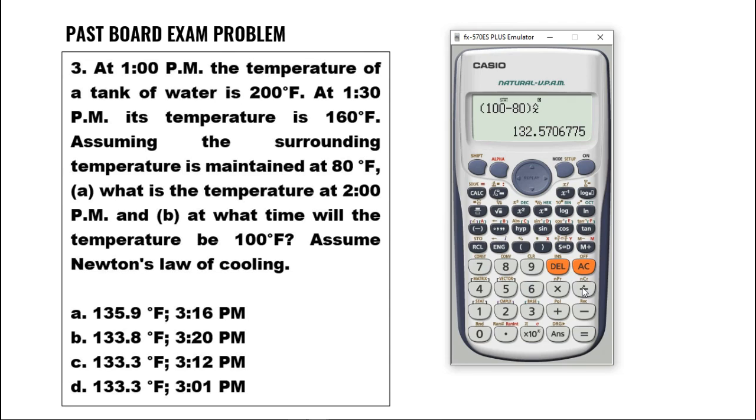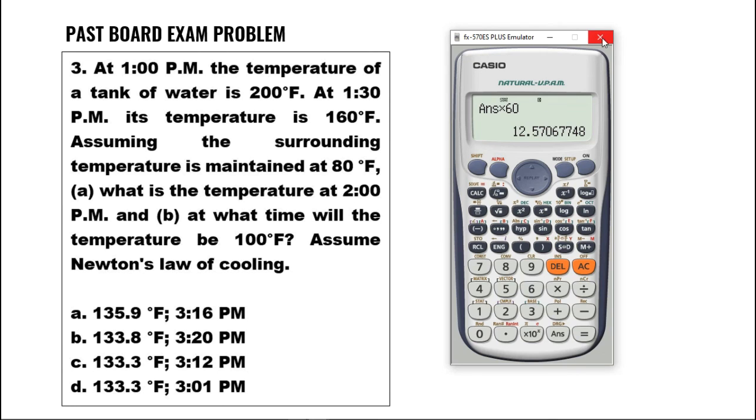So i-divide natin sa 60. Tingnan natin kung ilang hours siya. So this is 2.2 hours. Therefore, after 2 hours and after 2.2 hours here. So that is around 3 p.m. So 3 p.m. Then yung decimal natin na 0.2. So minusan natin ng 2 para makuha natin yung decimal. Then ito yung fraction niya of 60 minutes. So i-multiply natin sa 60 minutes kung ilang minutes siya. Yung fraction of 0.209 of an hour. So that is 12 minutes. So ang answer natin guys is letter C.